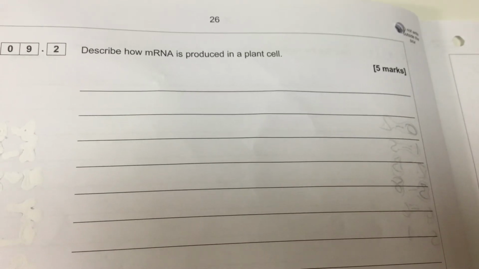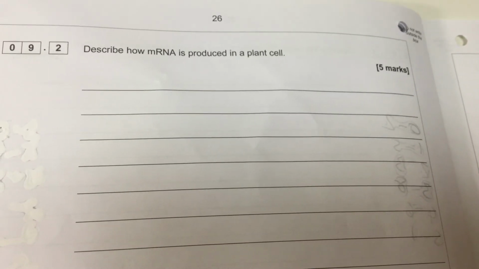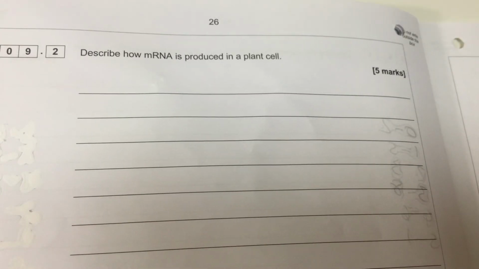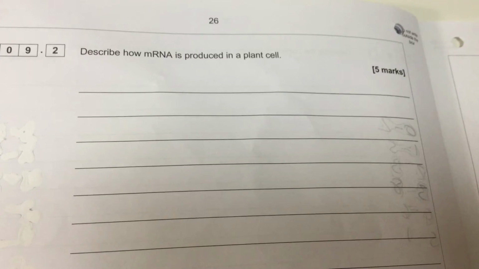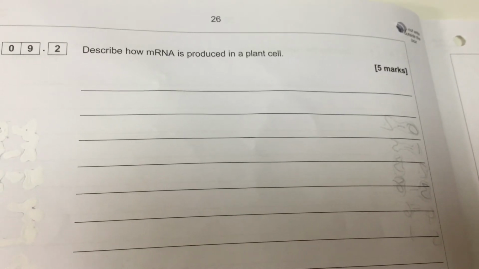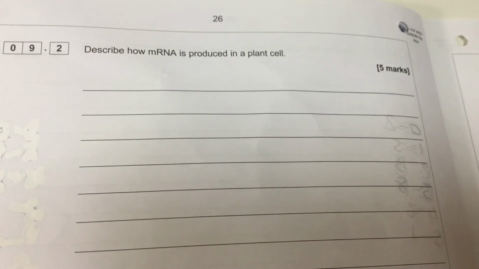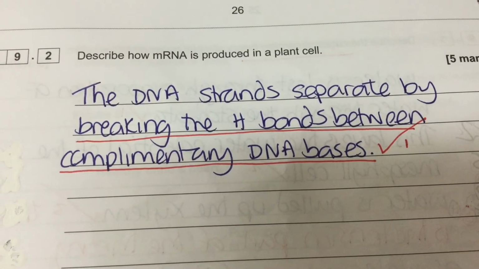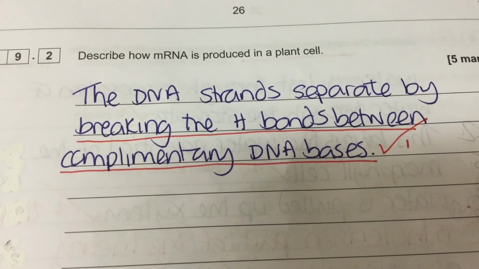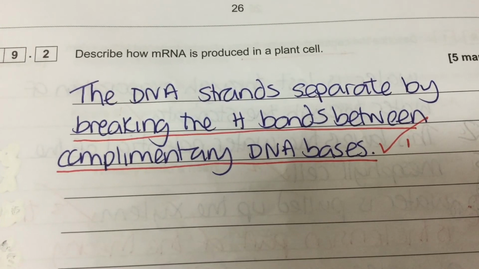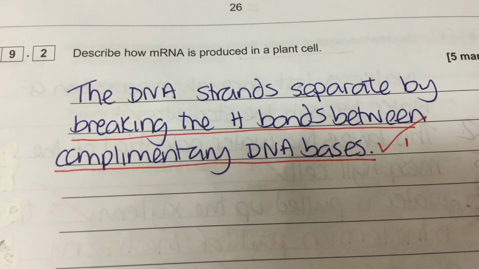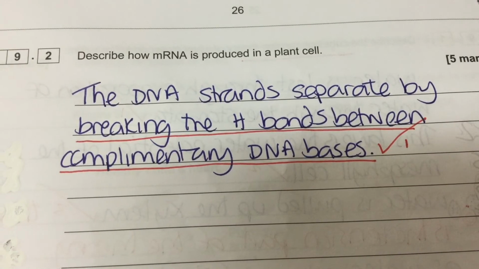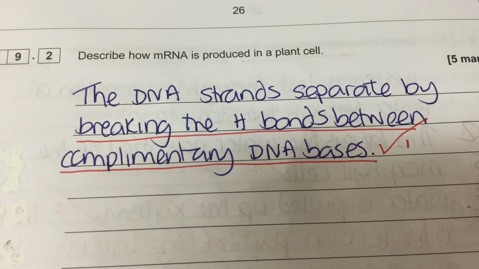And then as we move on to the last question, it says, describe how mRNA is produced in a plant cell. Well, at this point, we shouldn't think that it's produced any differently than in an animal cell. I'm going to start off by saying that the DNA strands would separate by breaking the hydrogen bonds between the complementary DNA bases. Now, that's a real A-level answer. What we don't want to say is that the DNA unzips.